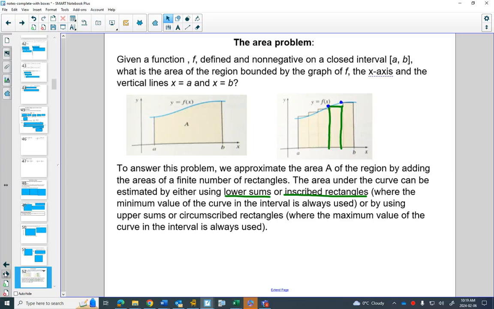And then there's a possibility where you use the upper sums. Circumscribed rectangles like this one. Here are my 2 points, but if I use the top one to make my rectangle, that would be a circumscribed rectangle, and if I used only my upper sums, then my area would be an overestimate.